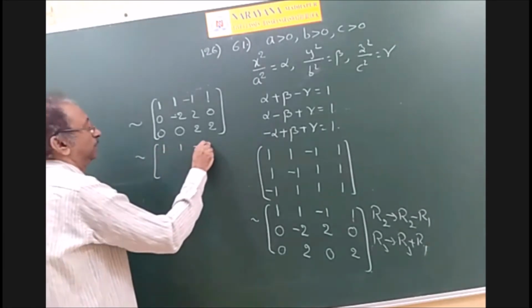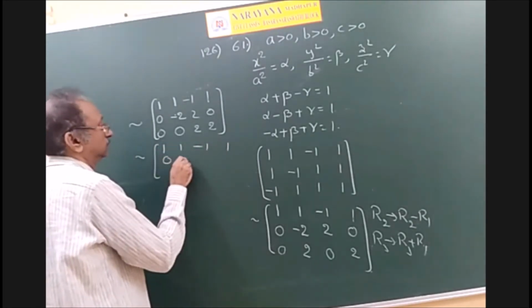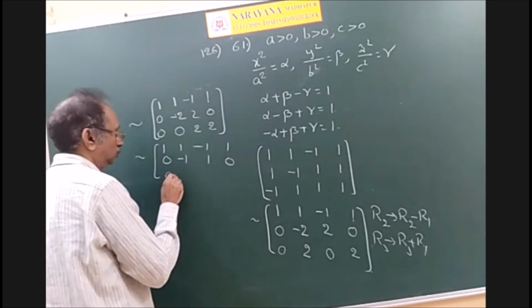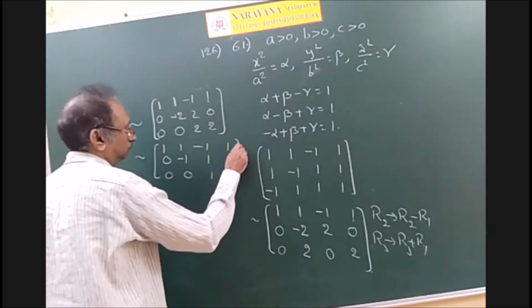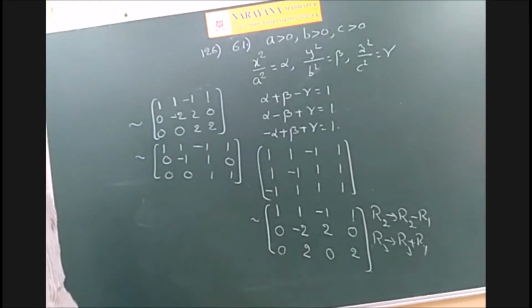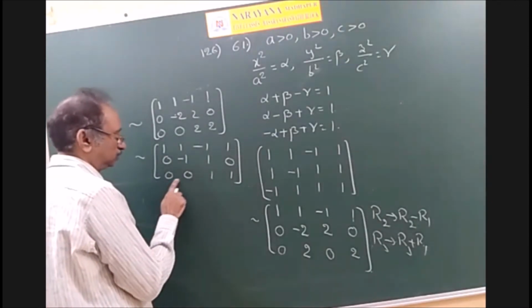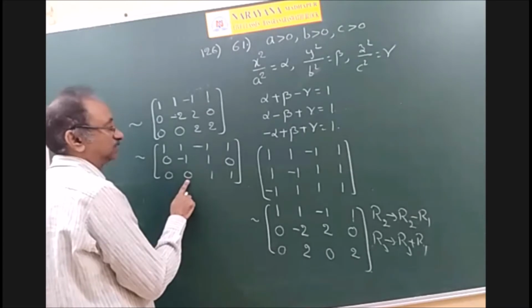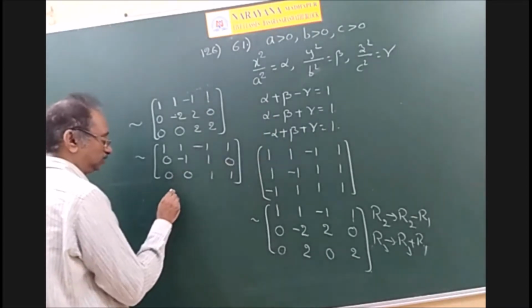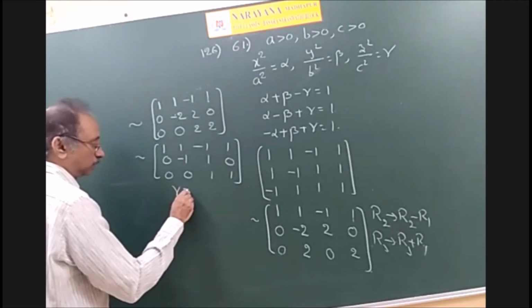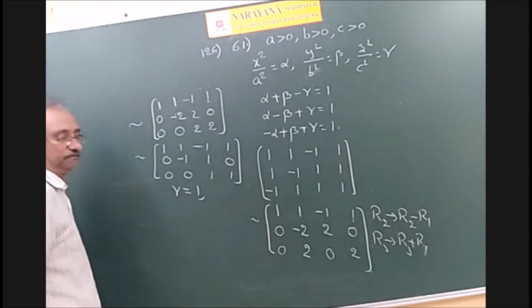So 1, 1, minus 1, 1. 0, minus 1, 1, 0. 0, 0, 1, 1. Okay? And you expand this. So this is 0 into alpha plus 0 into beta plus 1 into gamma. So gamma is equal to 1.